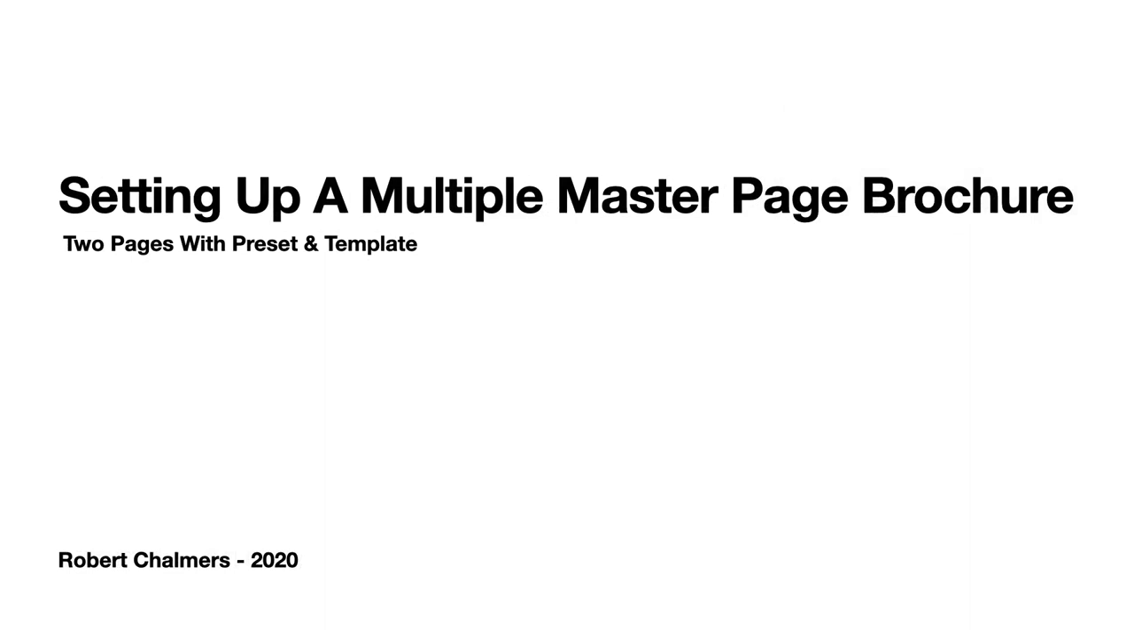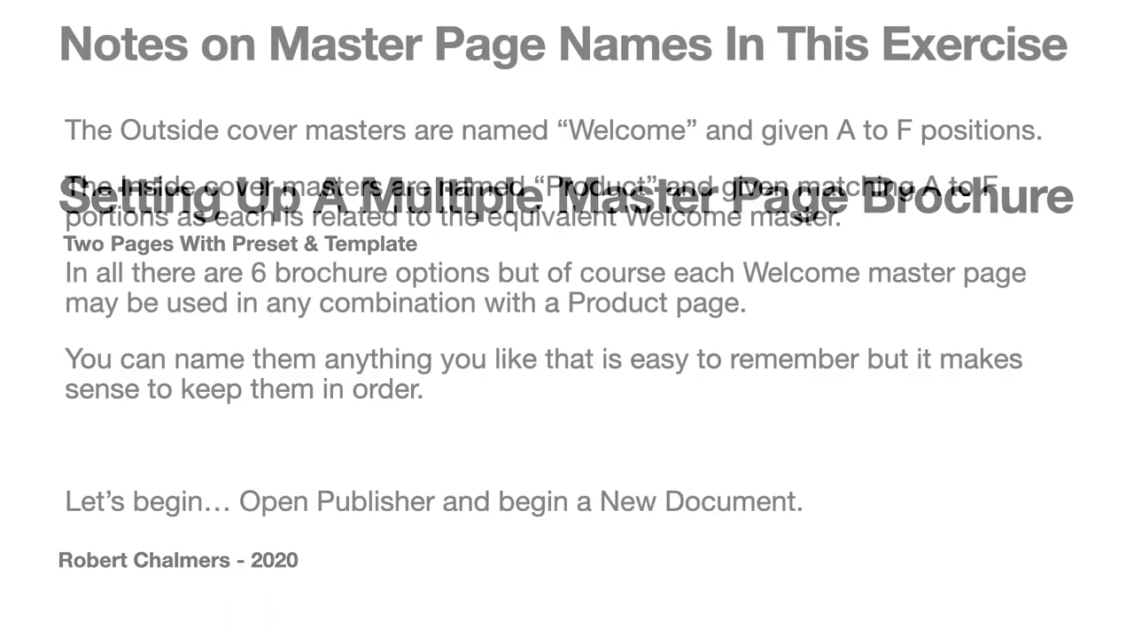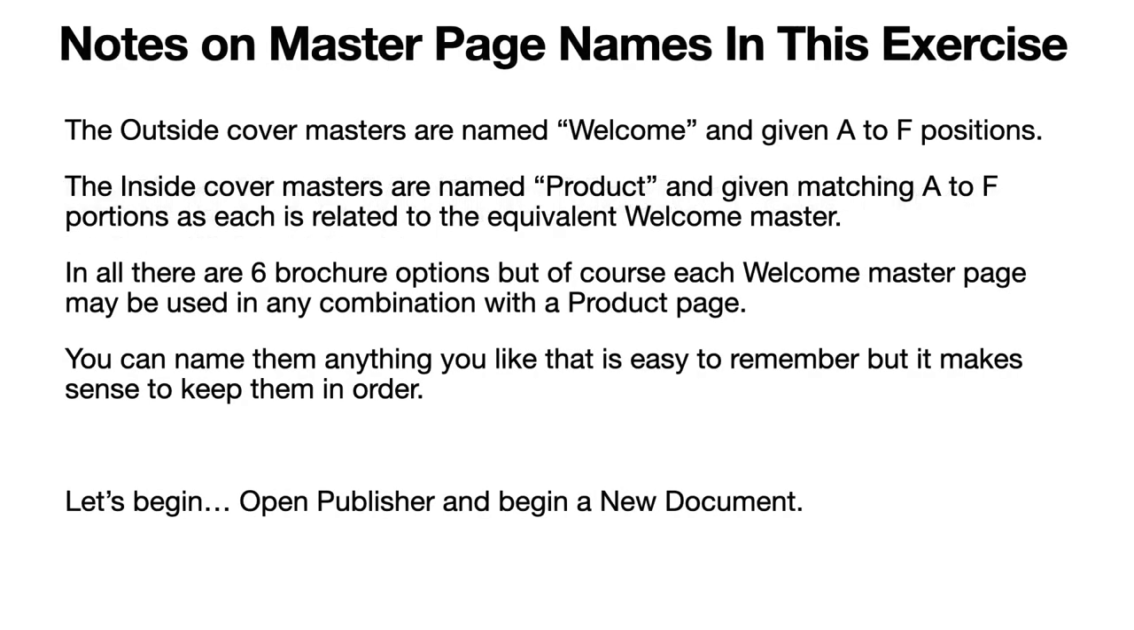Setting up a multiple master page brochure using Affinity Publisher, and we're going to be doing two pages with preset and template. Now, some notes on the master page names in this exercise. The outside cover masters are named Welcome and given A to F positions. So there are six positions, or six master pages for Welcome, if you like. Six possible covers. The inside covers, the masters are named Product and given matching A to F positions as each is related to the equivalent Welcome master.